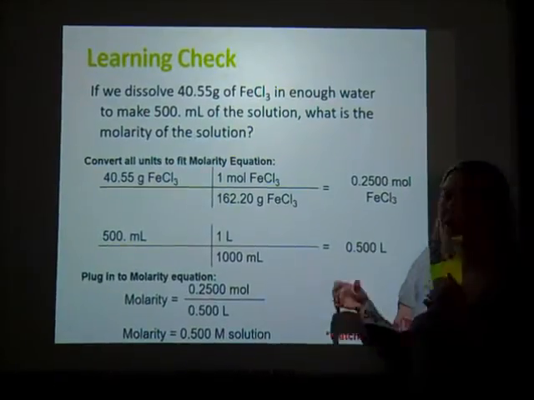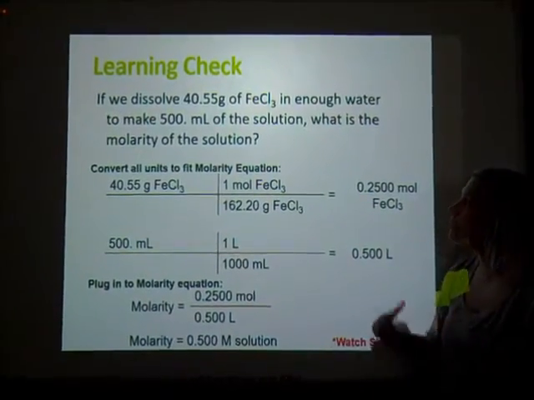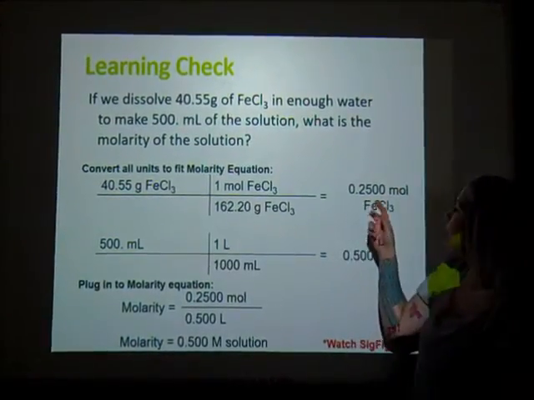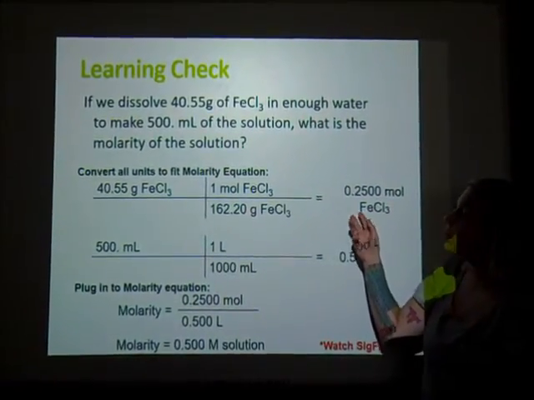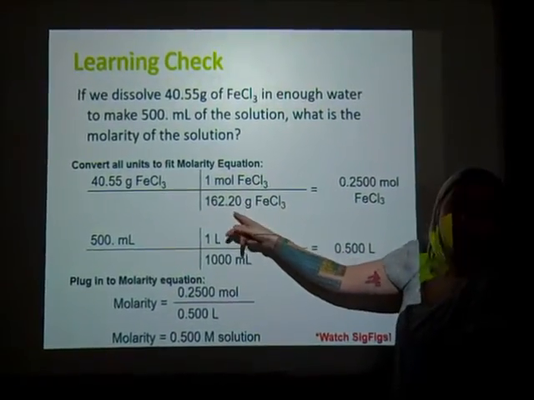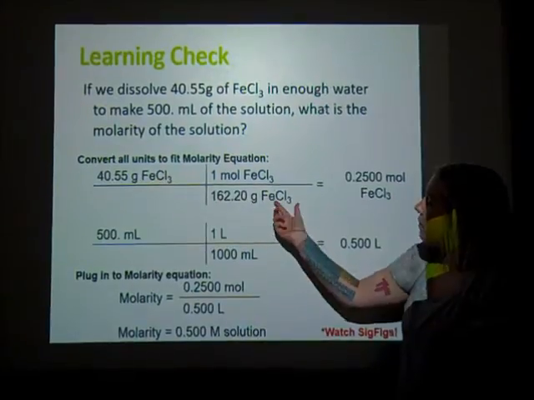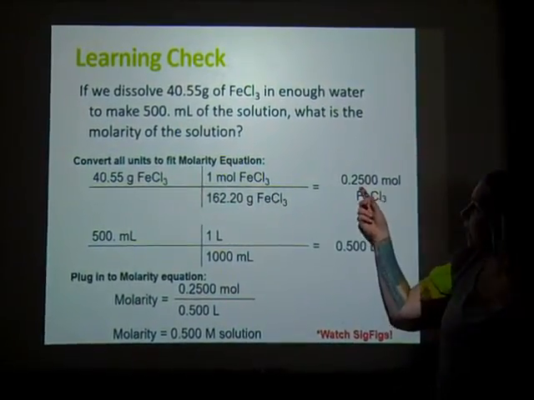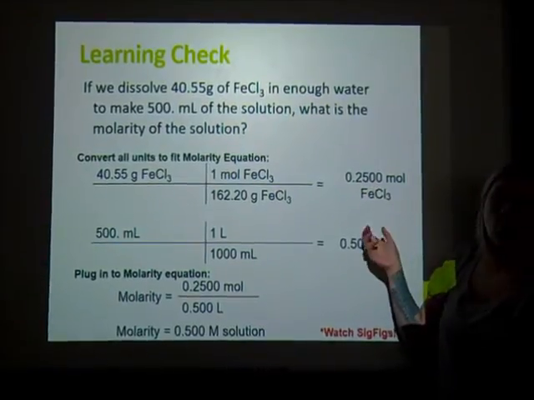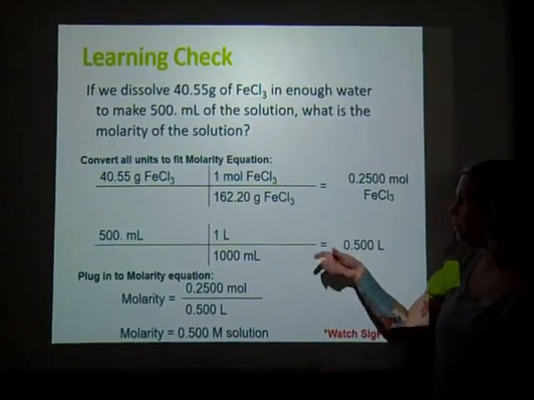So hopefully you have solved this problem by now. The first step that you need to do, like I said, is convert the grams to moles of that solute. This is just using a simple gram to mole conversion, using the molar mass of FeCl3 taken from the periodic table. Okay, so again, you'd watch the sig figs here, so you get 0.2500 moles of FeCl3, the solute.